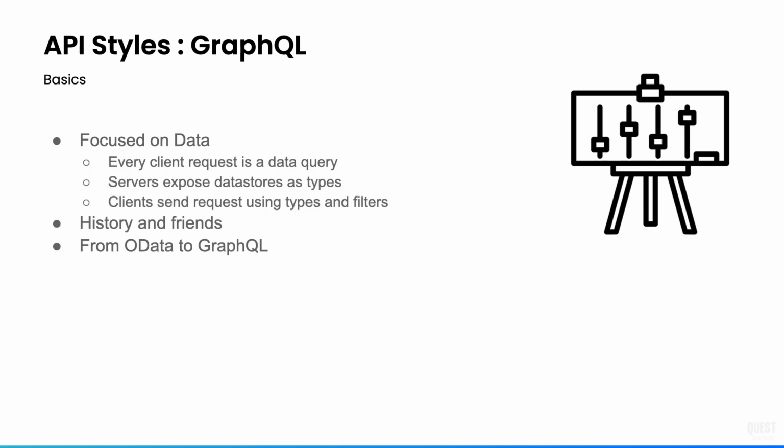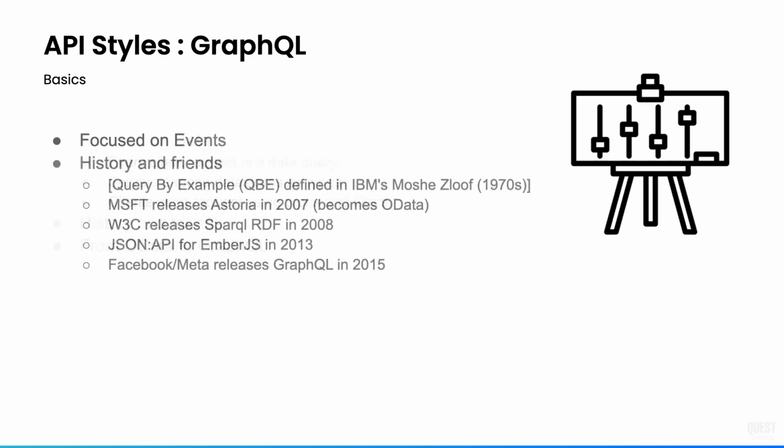GraphQL is focused on data. Data is the key, not functions, not resources, not actions, not events, but data. Every client request is actually seen as a data query. And these servers expose data stores as types, the customer type, the purchase type, the store type, and so forth. And then clients can send requests using a query language, graphical query language, and they can use types and filters and even arrange the shape of the response that comes back. And that's one of the unique elements of GraphQL.